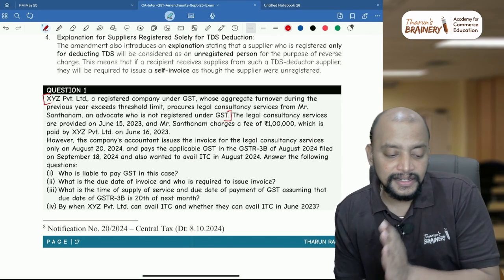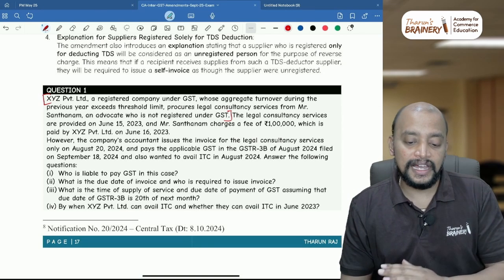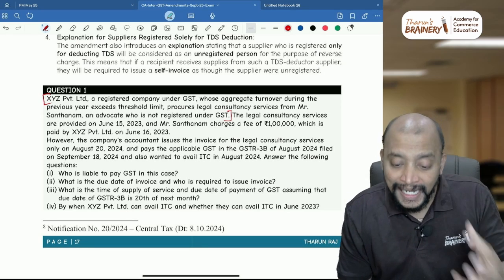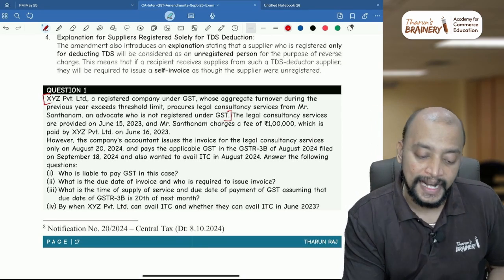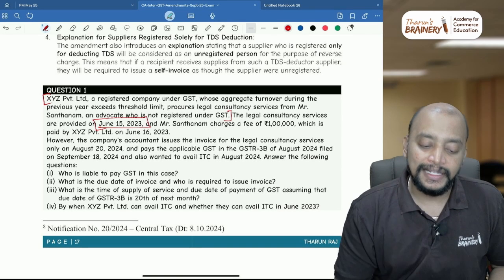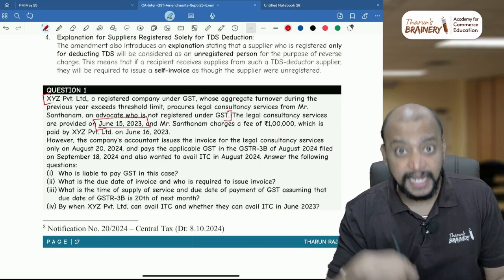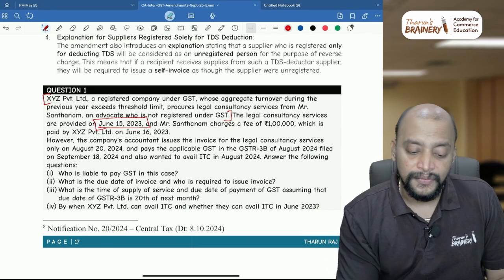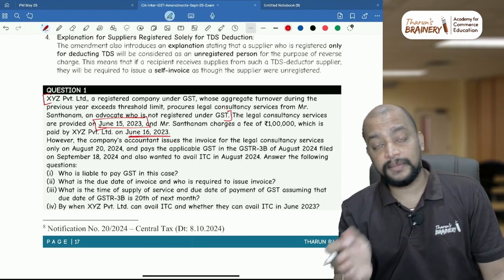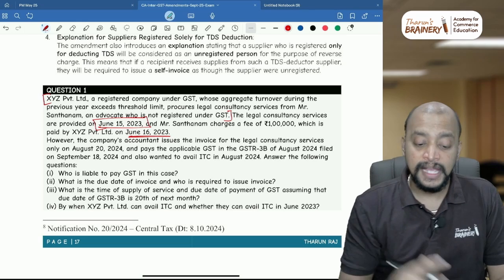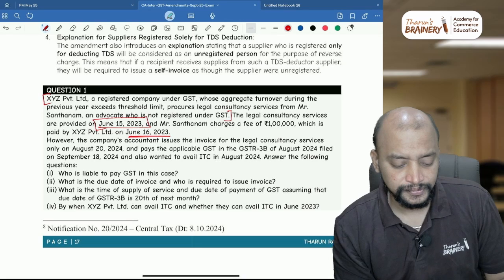The legal consultancy services are provided on June 15, 2023, and Mr. Santanam charges a fee of rupees 1 lakh, which is paid by XYZ Private Limited on June 16. So what is the date on which supply is made? The date on which supply is made by the advocate is June 15, and the payment has been made by XYZ Limited to Mr. Santanam on June 16, 2023. Payment is made the next day.